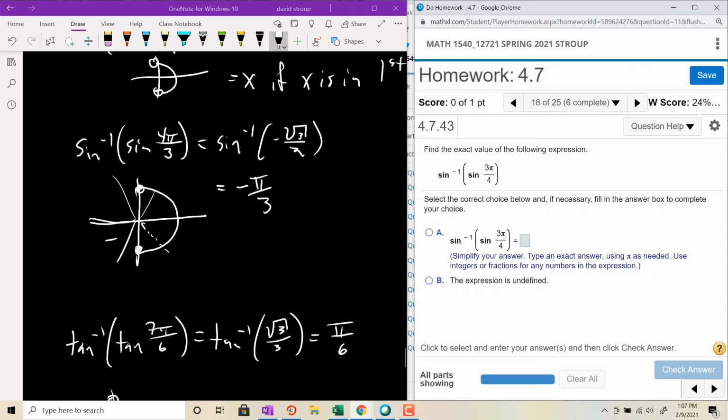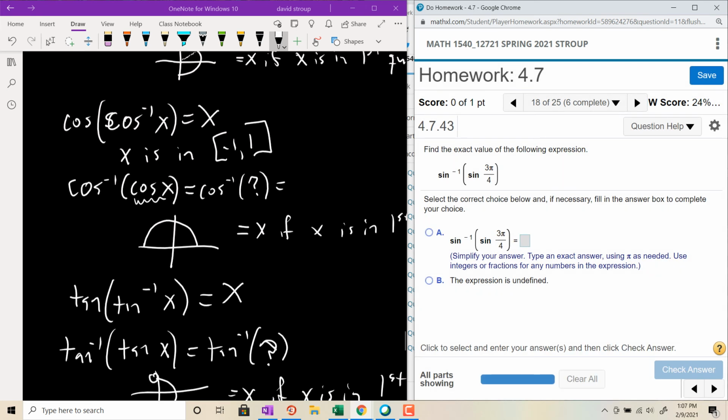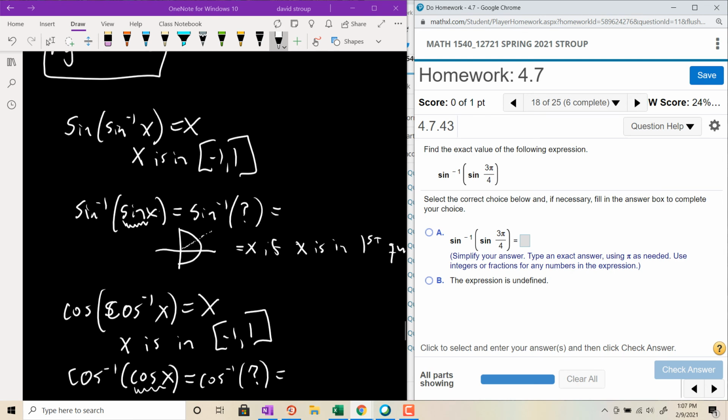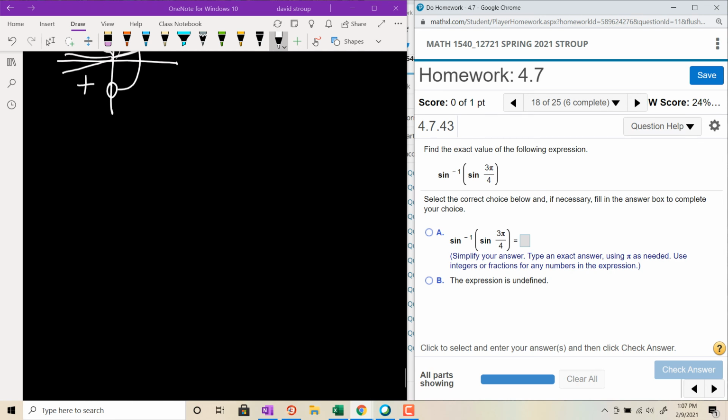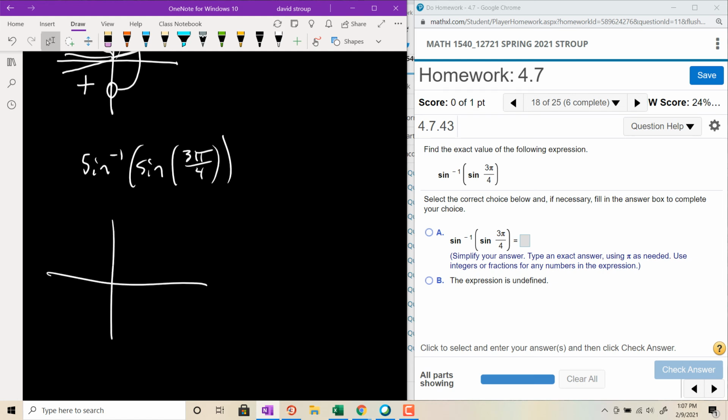Sine inverse of sine of 3 pi over 4. So this one we're going to have to play with the unit circle. It's not in the first quadrant. So where is 3 pi over 4? Well, 1, 2, 3 pi over 4s are here.